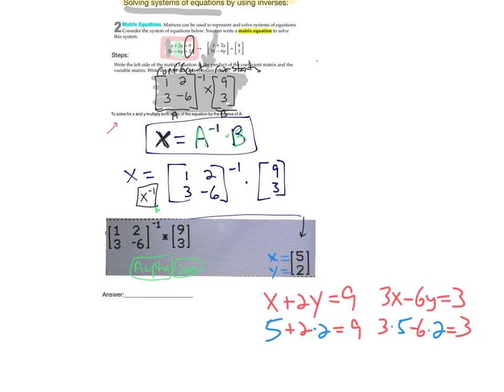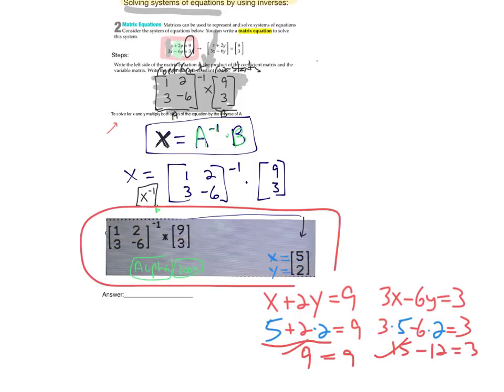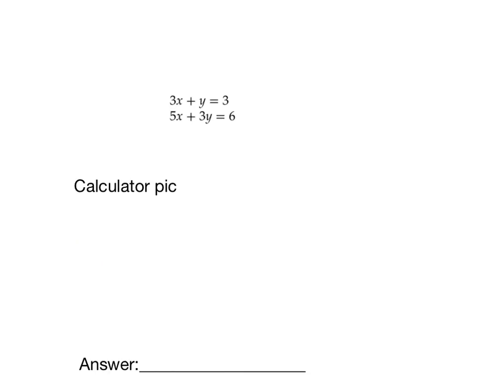5 plus 2 times 2 is 9, so 9 equals 9. And 15 minus 12, that equals 3. So it really is that easy. You take the inverse of the coefficient matrix and multiply it by the constants. Let's try another one. Let's try to solve this 2 by 2 system again.